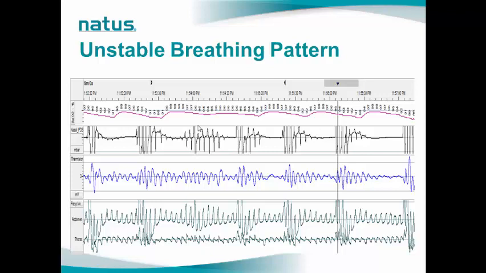What if we have repetitive episodes of respiratory events, like an unstable breathing pattern? We look at the 2 minutes preceding the onset of one of the events, and we take the average amplitude of the 3 largest breaths.